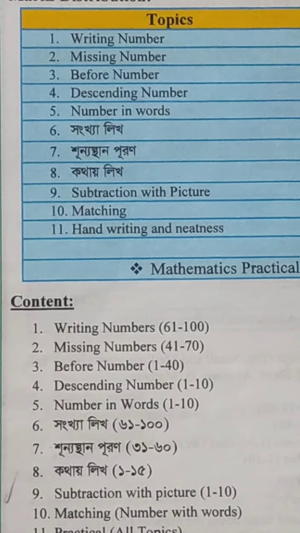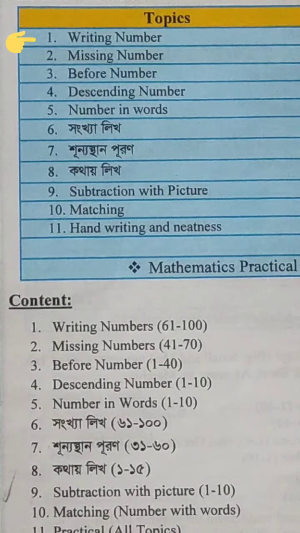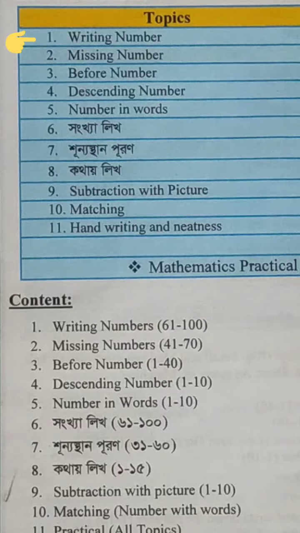So, let's see, according to our syllabus, what will be the topics covered in our assessment so that you can revise the topics. So, this is our syllabus. First one is writing numbers. In our second term syllabus, the writing numbers was 61 to 100. We learned it in our class, right? So, you have to revise the numbers from 61 to 100 and you have to write it.